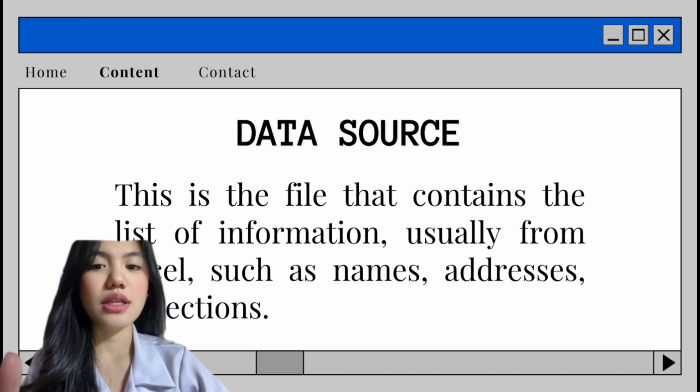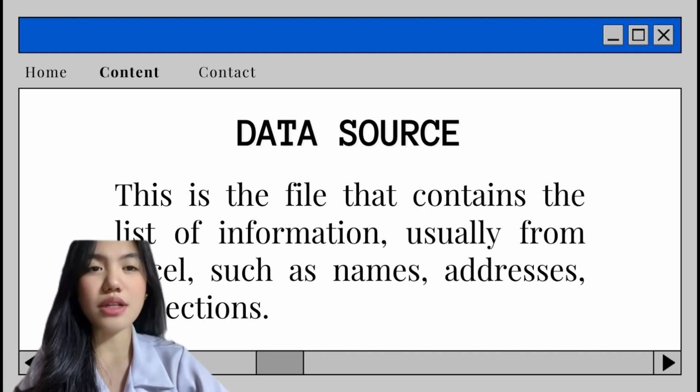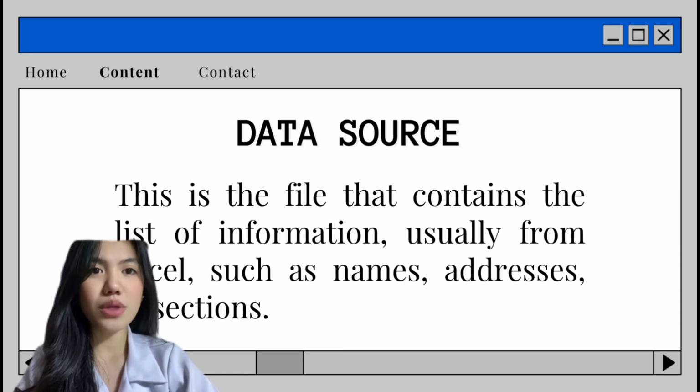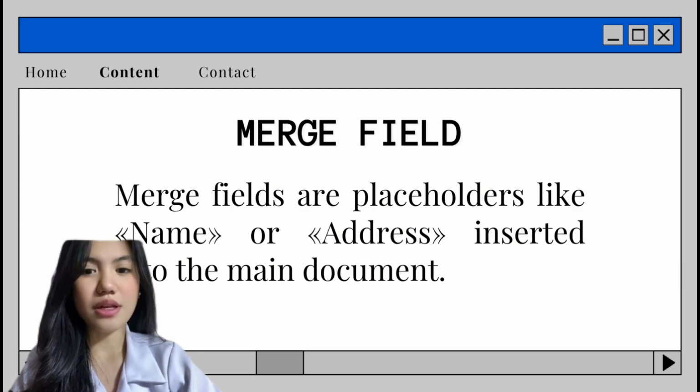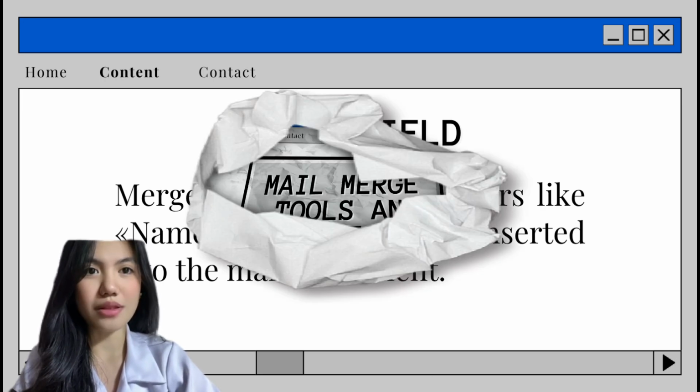The source. This is the file that contains the list of information, usually from Excel, such as names, addresses, or sections. It provides the specific details that will be placed into each document. Siya yung pinagkukunan ng data na ipapalit sa bawat document. Merge fields. Merge fields are the placeholders like name or address inserted into the main document.